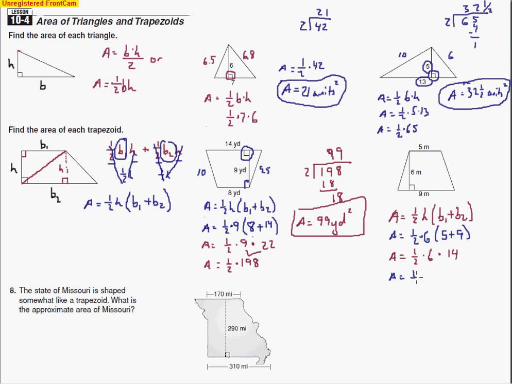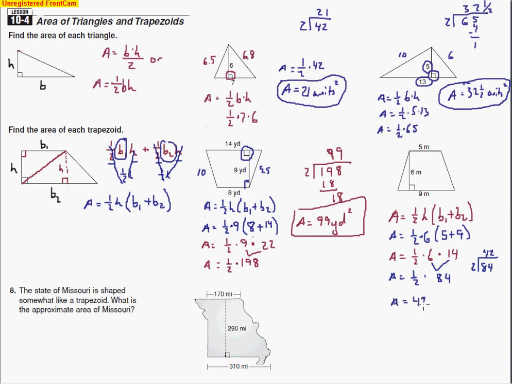We'll go 1/2 times by, and I'll multiply those two numbers. And that gives me 84 when I multiply them. 6 times 4 is 24, carry a 2. 6 times 1 is 6, plus 2 makes 8. So now I just need to divide by 2. So I'm doing 2 into 84. Well, 2 goes into 8 4 times. 2 goes into 4 2 times. And so 42 is the area.